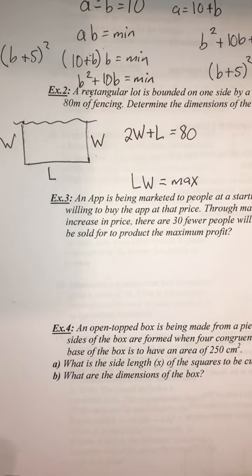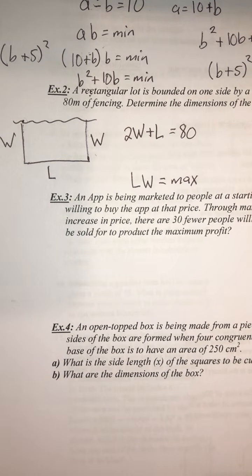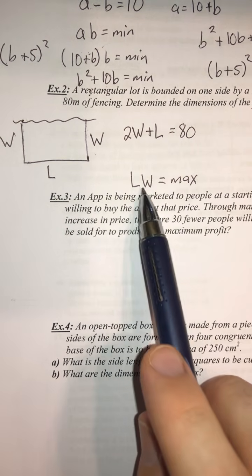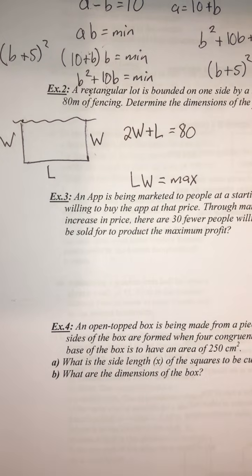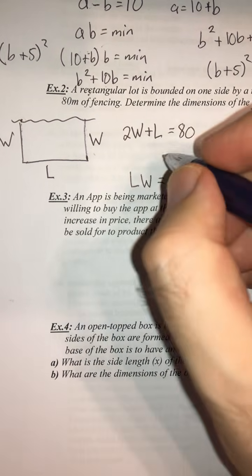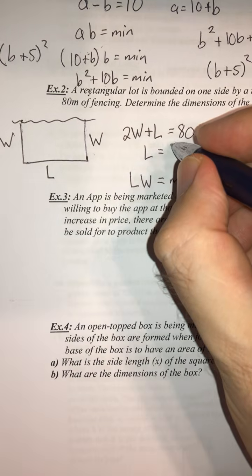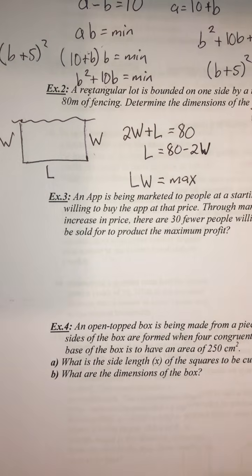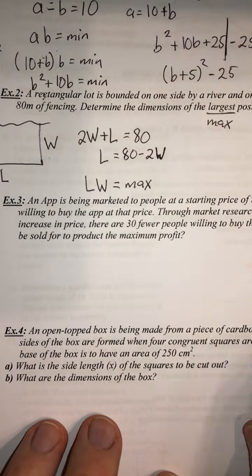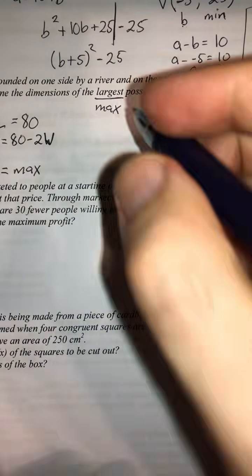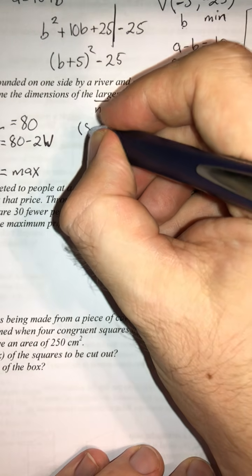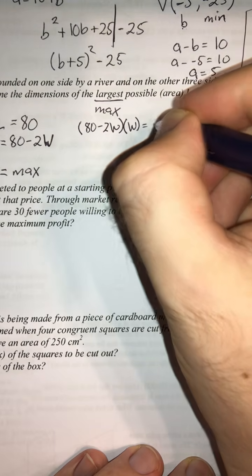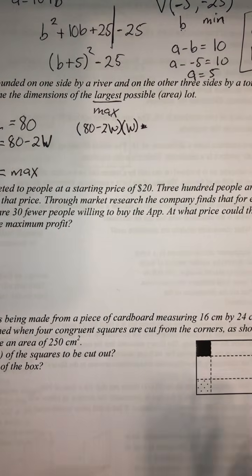So those are the two types of equations we're going to deal with. The method for solving this is going to be the exact same. Solve for one of the variables here, plug it into this equation, and then solve. Since L is all by itself, it's easier to solve for that. L is going to equal 80 minus 2 times W. Substitute, and let's solve. So we've got 80 minus 2W times W is going to be our max. I'm just going to leave that side out for now.